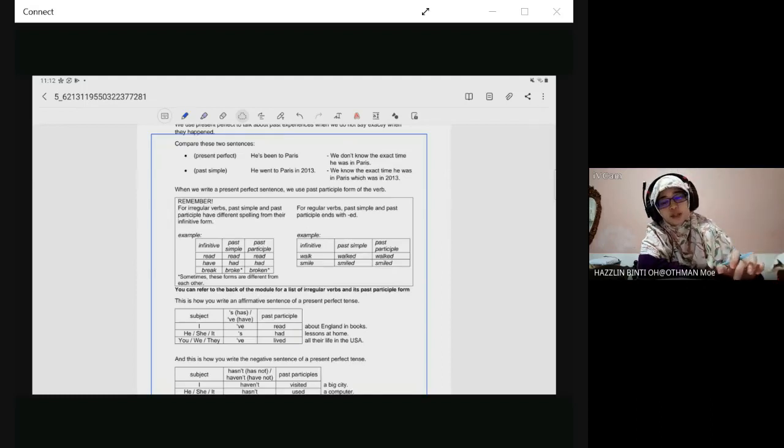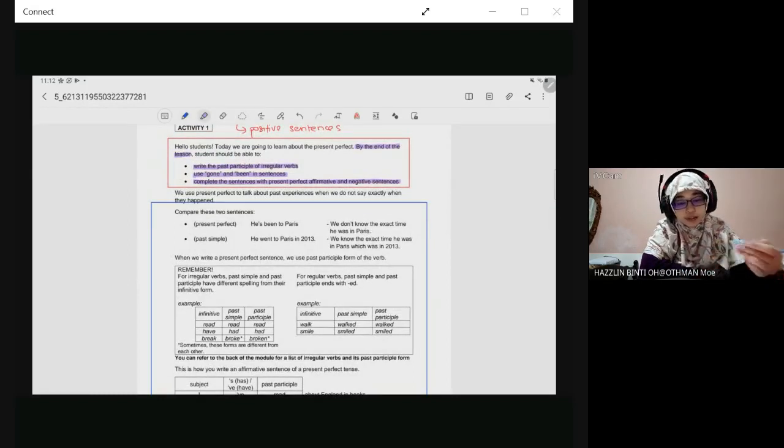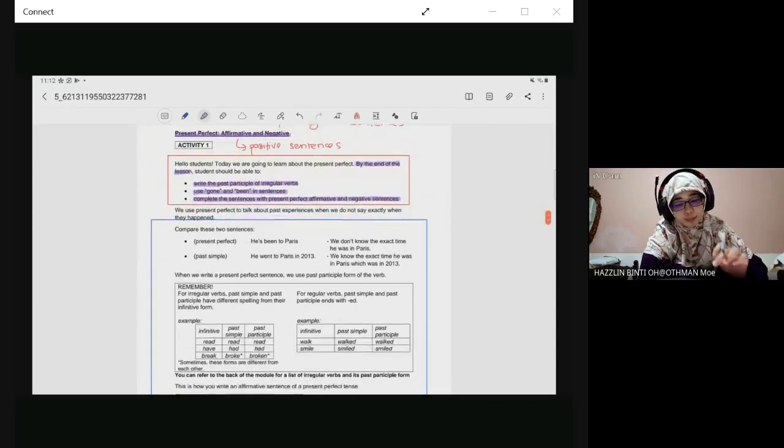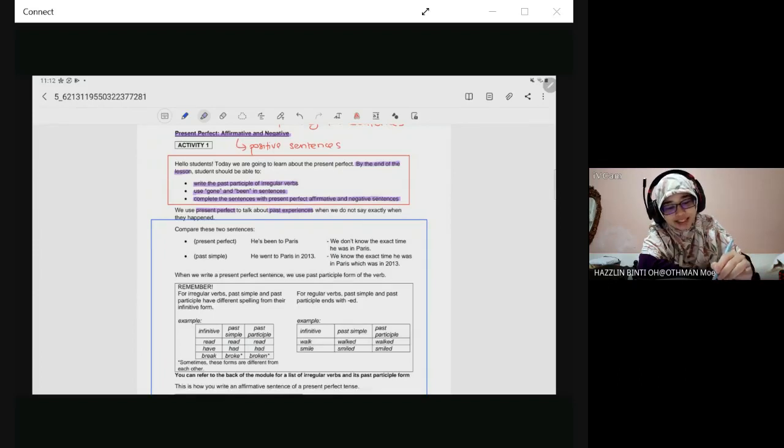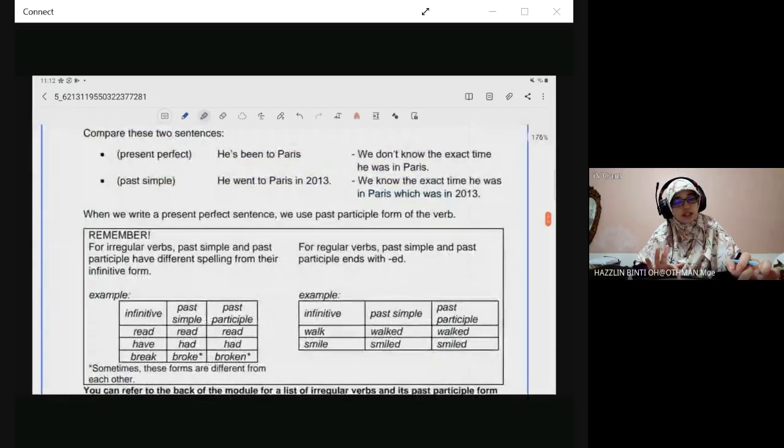Now let's start with the lesson for today. I've already explained to you the objective, so let's look at the notes. Today we are going to learn present perfect. We use present perfect to talk about past experiences when we do not say exactly when they happen. There are two sentences here. I want you to compare. Let me zoom in so you can have a clear look at it.